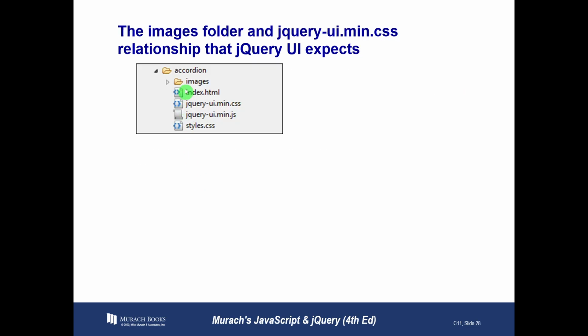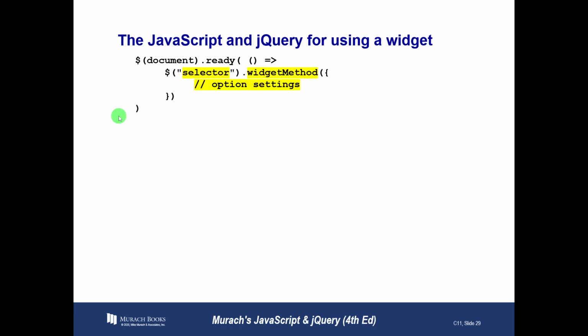Okay. Again, for the accordion, I needed a folder with images, the jQuery UI and the jQuery JS files, and my own style sheet too. For using a widget, what do we need to do? We need to use a selector. We have to call the widget's method, whatever is specified in the documentation, and we have to set the option settings. We saw examples of that in the last video with some of the other widgets that we were looking at.